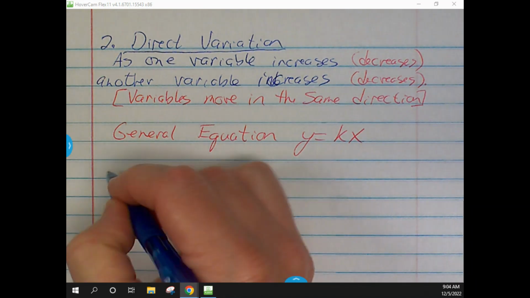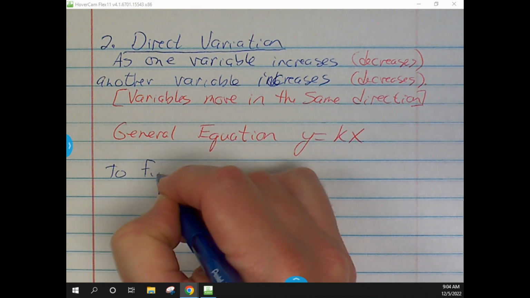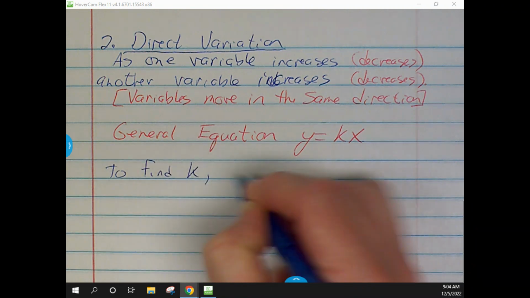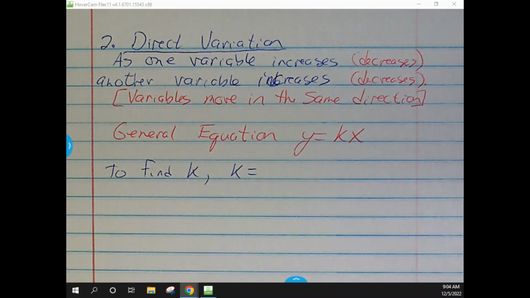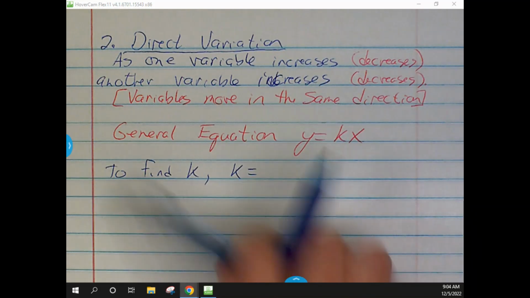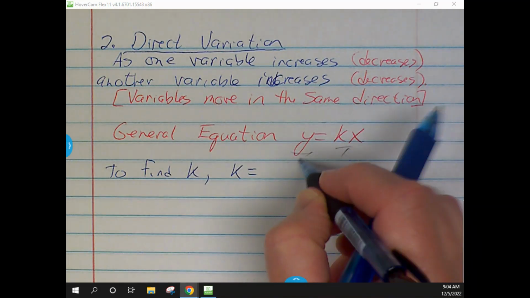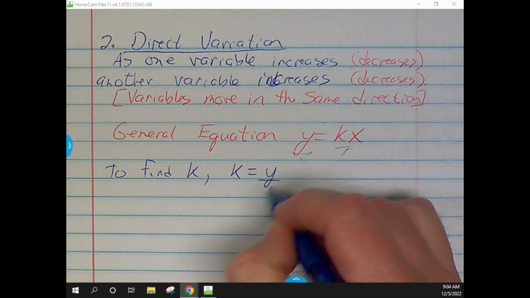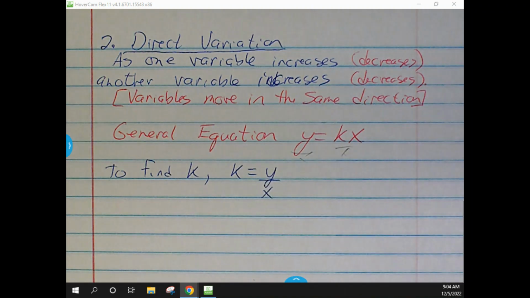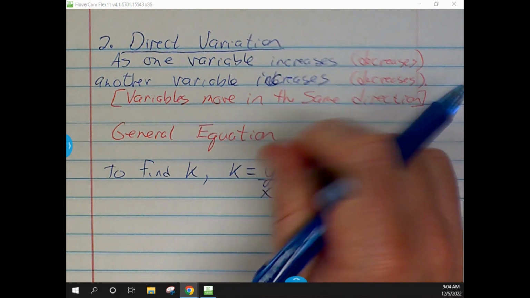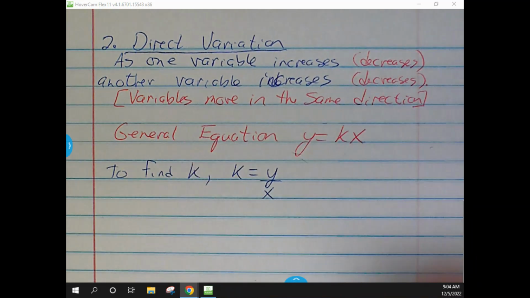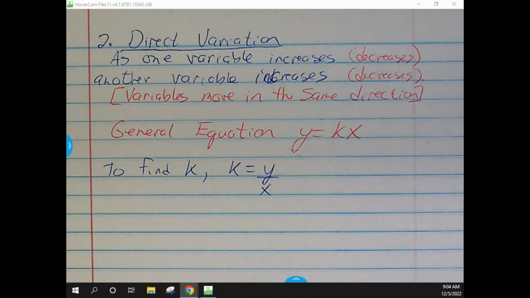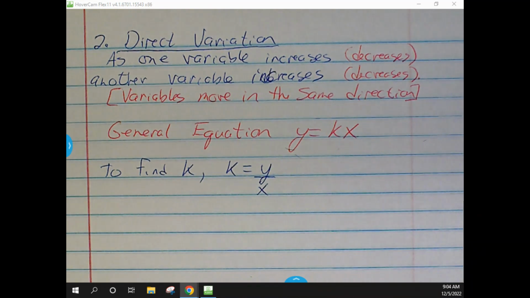All right, and to find k, to get k by itself over here, now you're going to divide by x. So in this case, your k value is going to be y divided by x. All right, and again, it's the opposite of inverse variation. So inverse and direct variation, everything is exactly kind of backwards when you go through these to find the different parts of it.